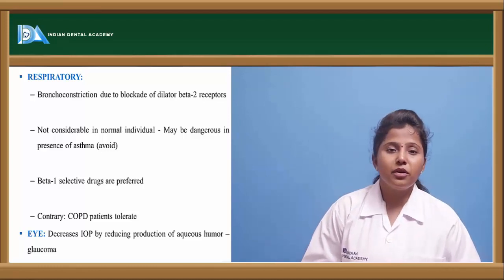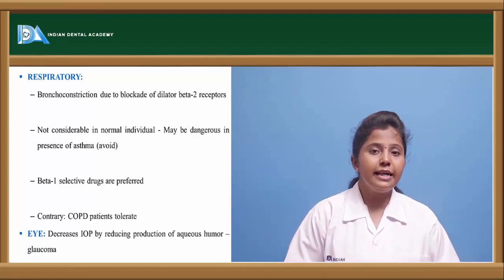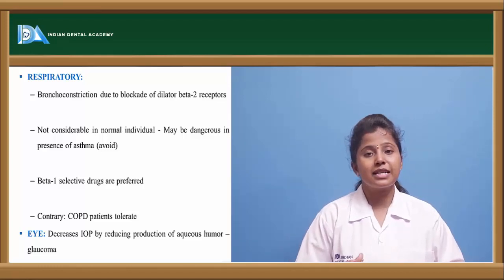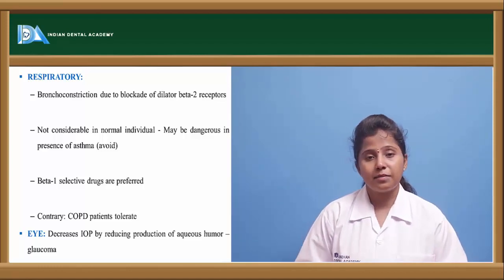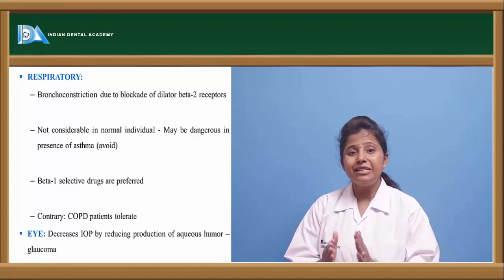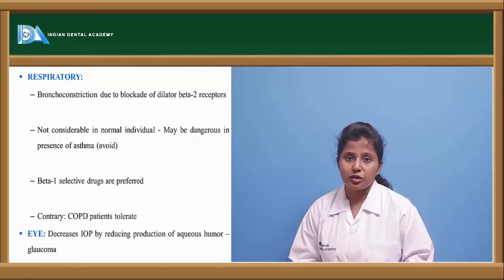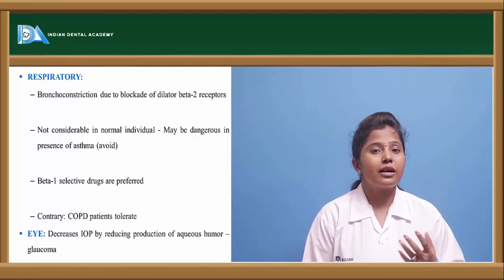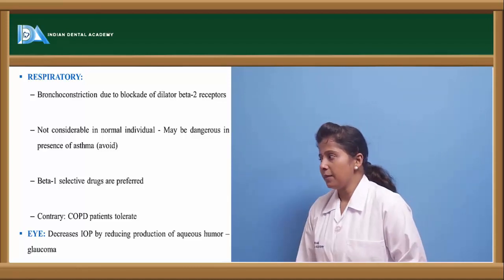So salbutamol is one of the drugs which should be contraindicated in asthma conditions, because salbutamol causes excessive beta-2 receptor blockade, which leads to excessive bronchoconstriction, leading to a synergistic effect in asthma conditions. That is the reason a few of the beta-adrenergic receptor antagonists are contraindicated in asthma.